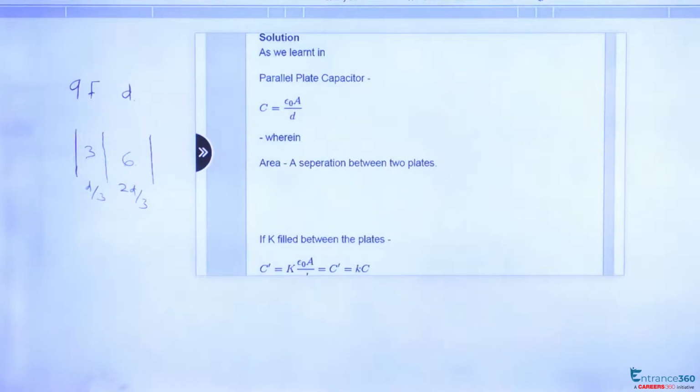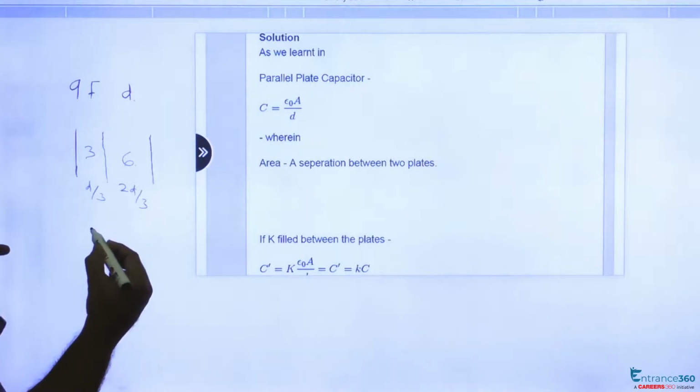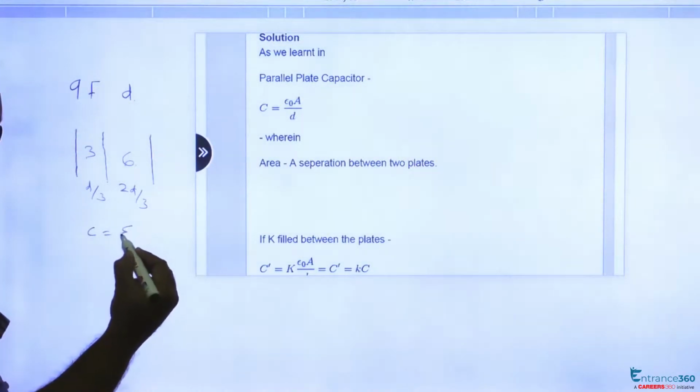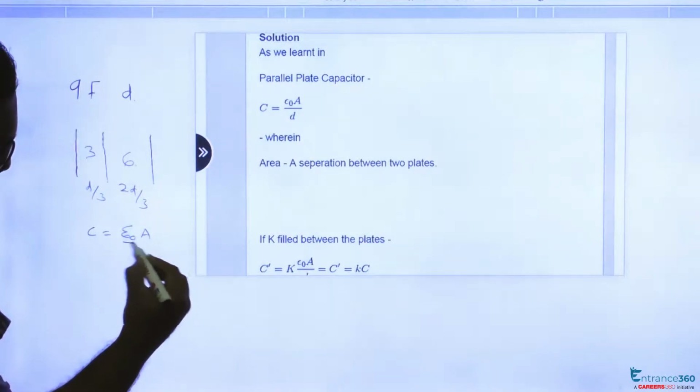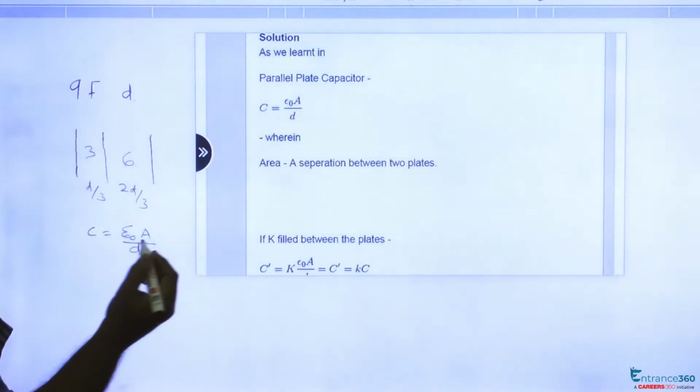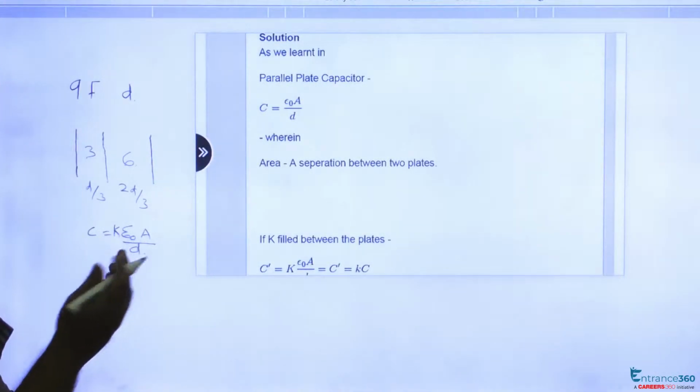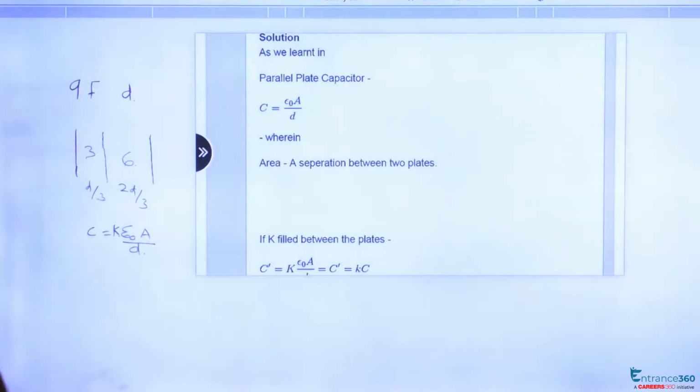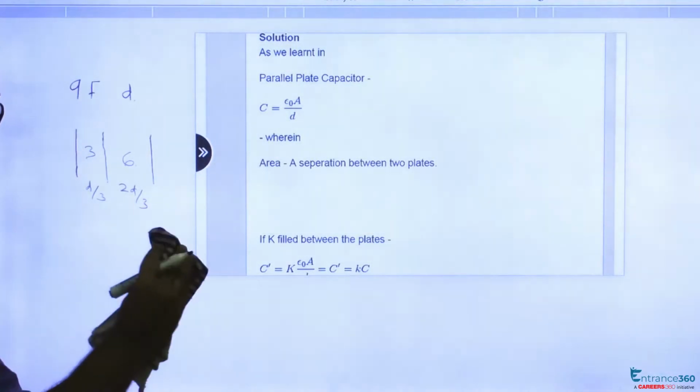So we know that for a parallel plate capacitor C equal to epsilon 0 A by d. Now when it is filled with a dielectric constant, then C is equal to K epsilon 0 A by d. Let's see for both the capacitance.